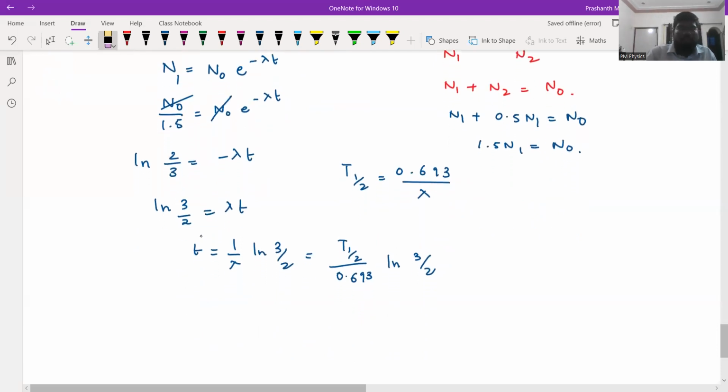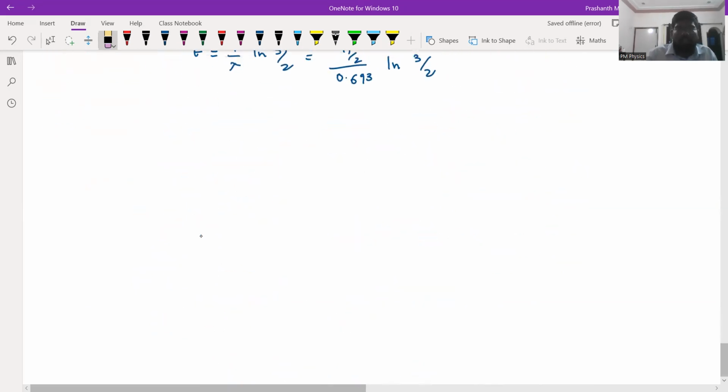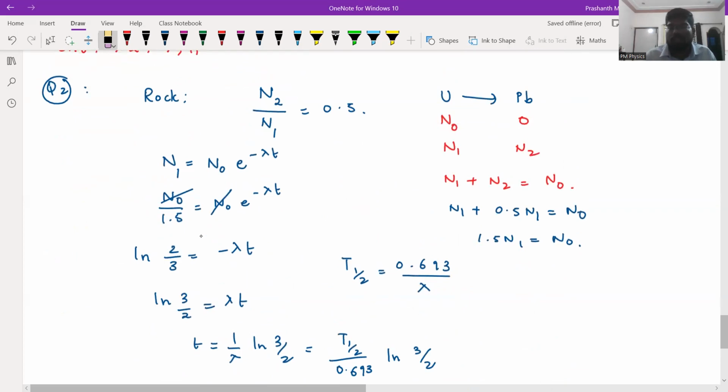Next, concept application exercise, question numbers 7.2, 7 and 11. This is a standard model. In the morning also, the question which I sent is the same model. They will give the number of samples before and after in this fraction, and they'll ask to find the time. Like carbon dating or radioactive dating, it is the same model. Has everyone understood? Give me a quick response by raising your hand if you understood this model of question. Yes, okay, I got 21.